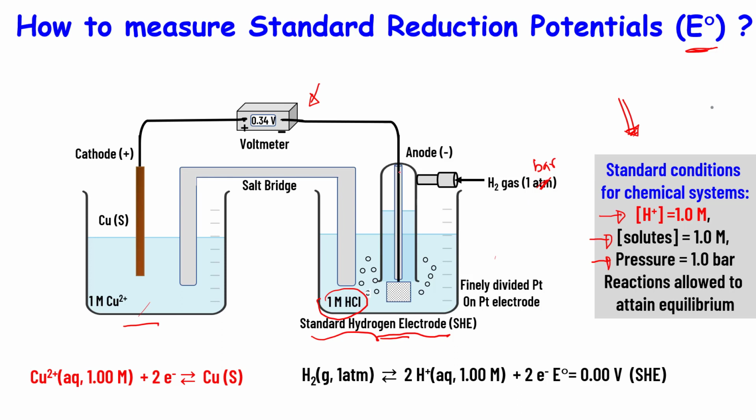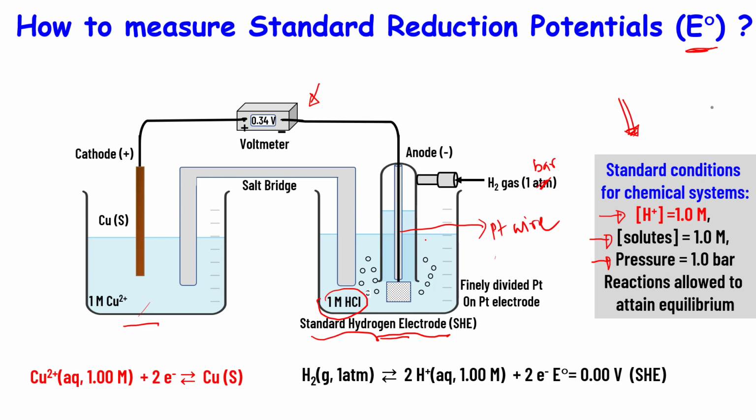And then it's going to flow over this platinum electrode. So this wire is platinum wire. This is actually made up of platinum wire. It's very inert. It doesn't react with anything. And then you have a platinum electrode over here, and the hydrogen is coming in. And this is our setup.